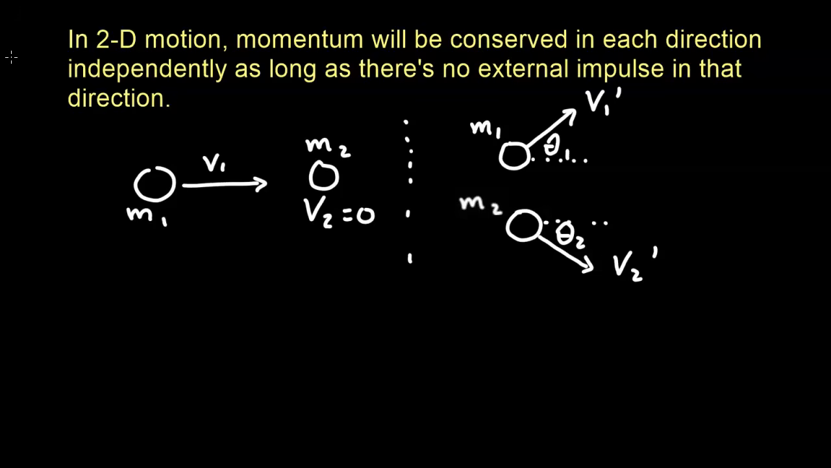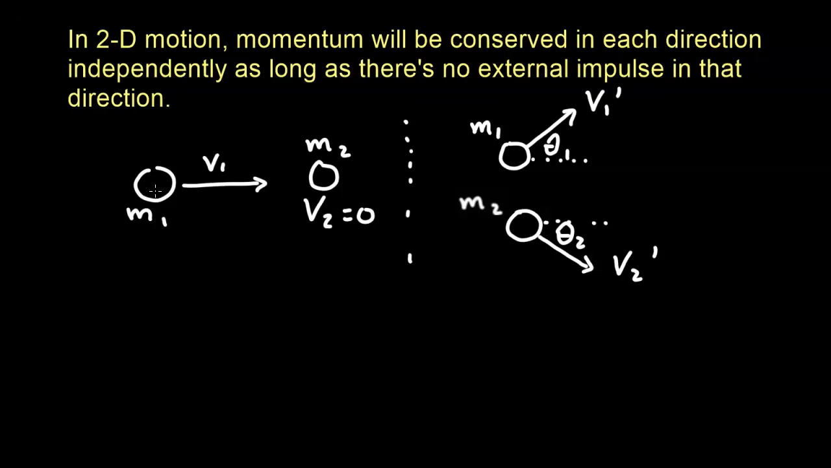Conservation of momentum also works for two-dimensional motion. Momentum will be conserved in each direction independently as long as there's no external impulse in that direction. So here we have a ball that hits another ball. Object 1 is initially moving, object 2 is initially not moving. They hit each other, and then they bounce off in their respective directions here.